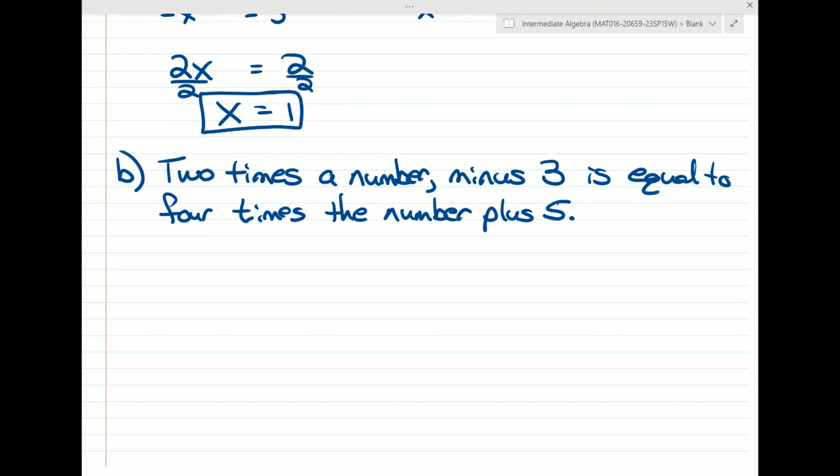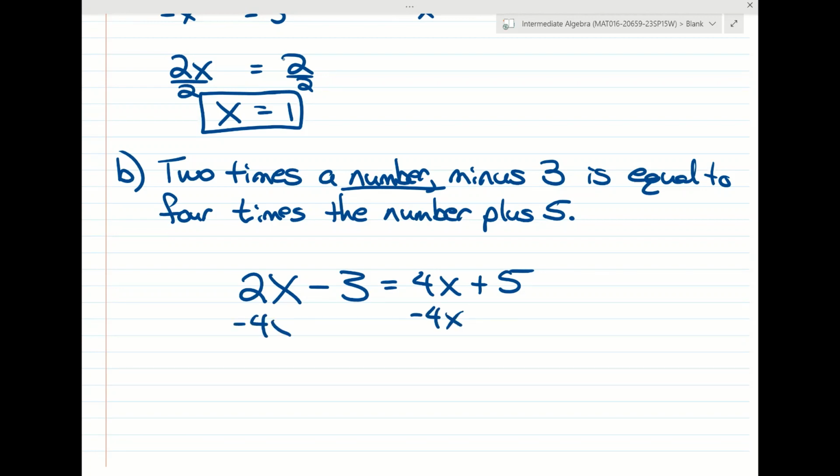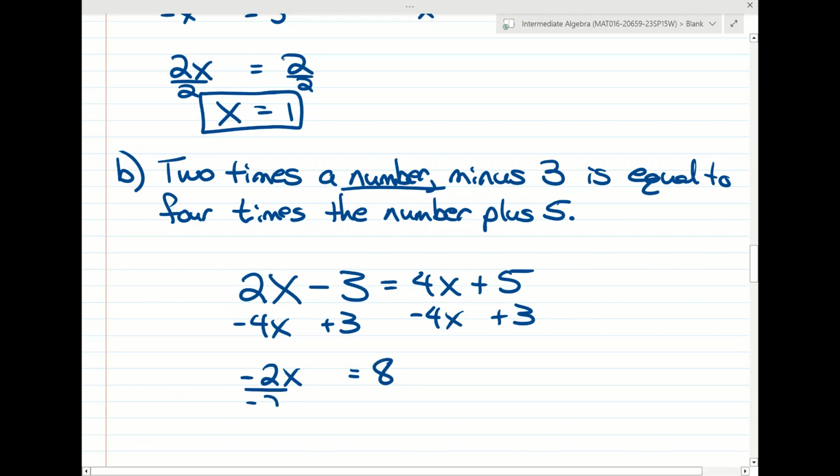So just like before, let's get started. 2 times the number. We don't know what that number is, so we could just use a variable. 2 times the number would be 2x minus 3 is equal to 4 times the number plus 5. And then just like before, we could solve it by bringing the 4x over and adding the 3. Negative 2x is 8. And then we just get x is negative 4.